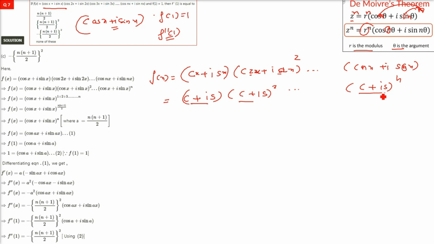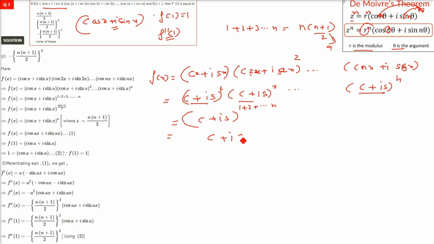So these bases are all the same, so we can add the powers: 1 plus 2 plus 3 till n. So (cos x plus i sin x) to the power 1 plus 2 till n, and 1 plus 2 plus 3 plus n is nothing but n(n plus 1) by 2. You know already that this is an arithmetic progression sum, and we already know this is n(n plus 1) by 2.